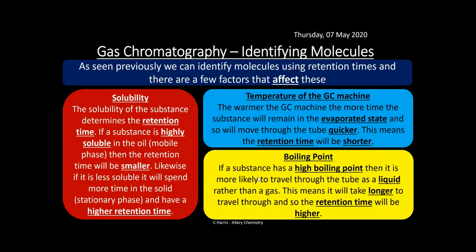And the final one is boiling point. If the substance has a really high boiling point, then it's more likely to travel through the tube as a liquid rather than a gas. This means it'll take longer to get through there, and so the retention time will be a lot higher if the boiling point is higher for the substance that we're testing.